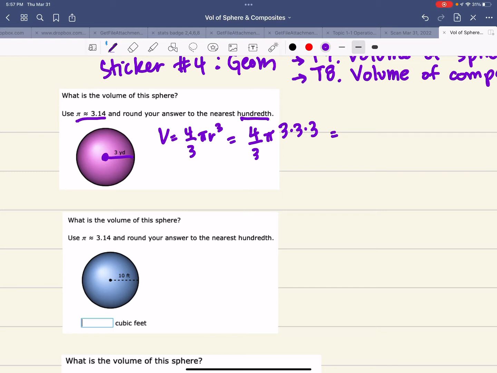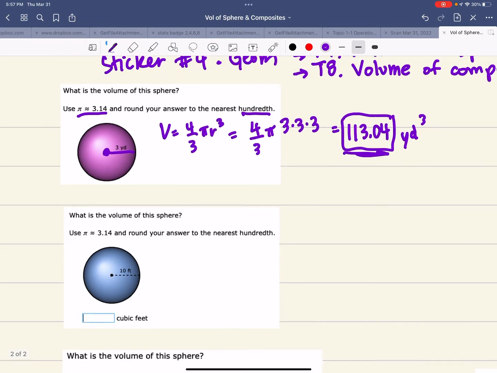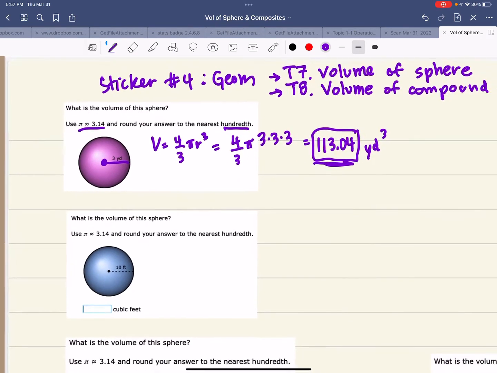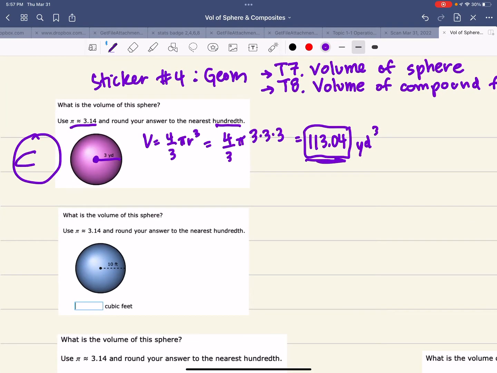4 divided by 3, enter, times 3.14, enter, times 3 times 3 times 3. I get this answer. So make sure you get the same answer as me, and if not, make sure you ask in class. Should you draw a picture like this in your notes? Yeah, you should remember to try to draw a picture of a sphere.